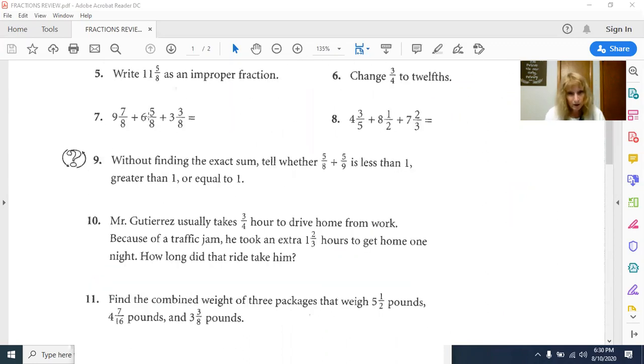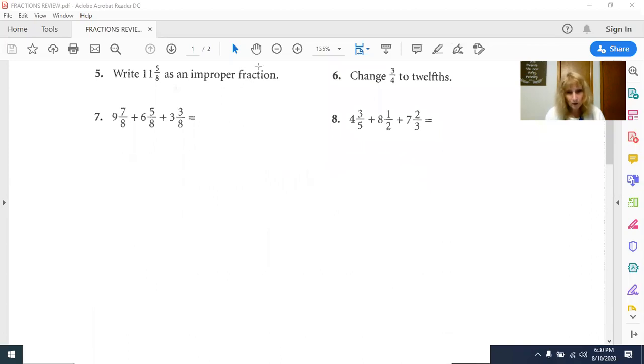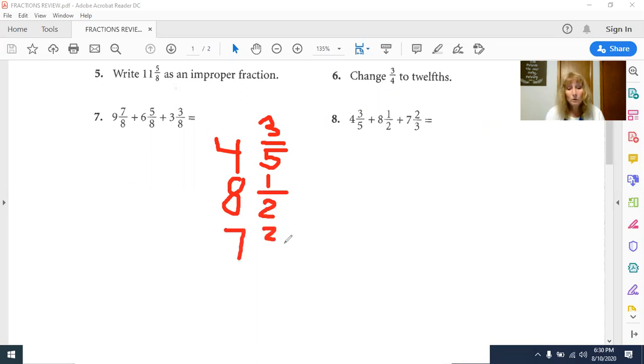So you're adding fractions for number 8. I'm actually going to make a little bit more white space so we have a little more room here with this fraction adding stuff. Okay, so we have number 8: 4 and 3/5, 8 and 1/2, and 7 and 2/3. Now, let's see what your answer was. Okay, you had 19 and 1/5.